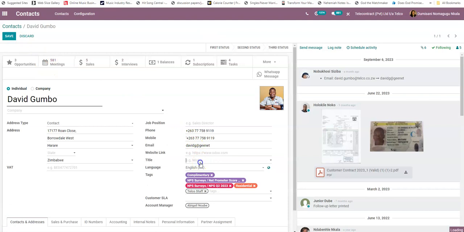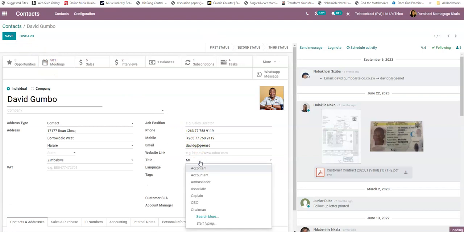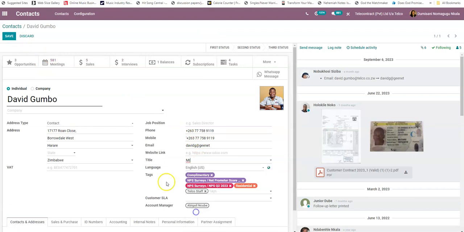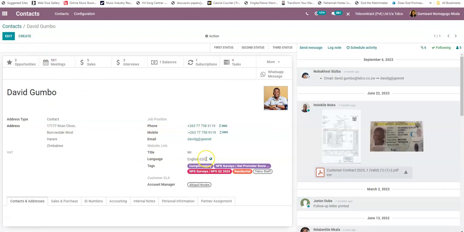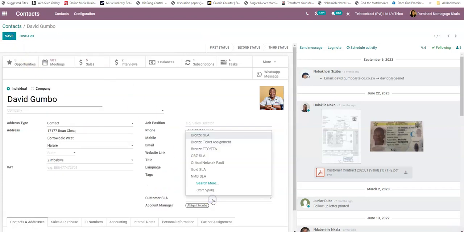Again, for the individual, we must have the title of the individual. This particular individual is a Mr. We also must have the language in which we communicate. Let's also add tags as relevant. It's a residential customer who is buying our broadband service or who's a member of Telco staff. And also we must have the SLA that applies to this particular customer.